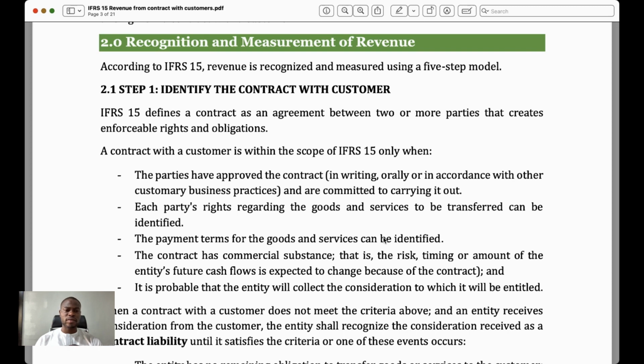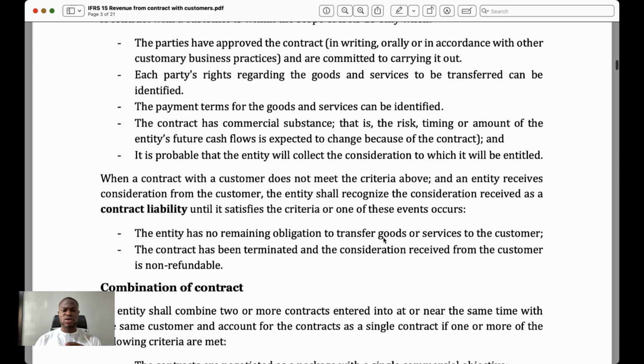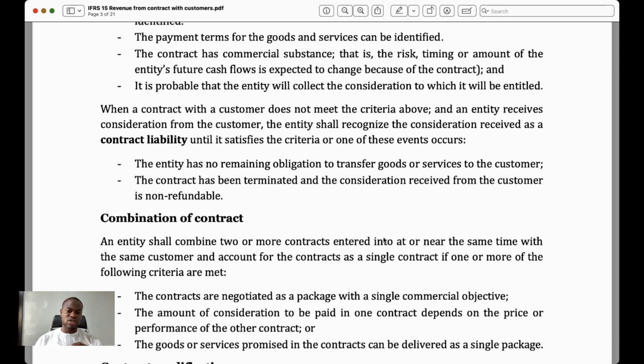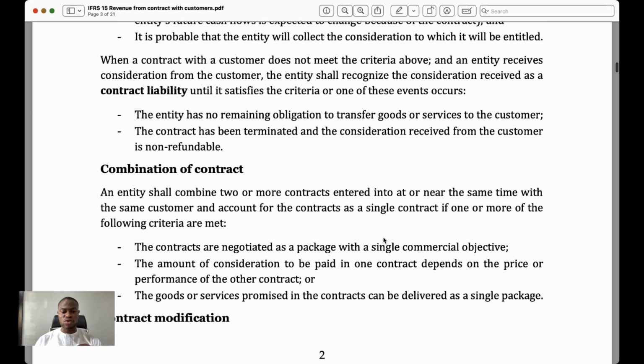Then we talked about contract combination, that a contract can be combined when the separate contracts are negotiated as a single package, or the amount paid in one contract depends on the price or performance of the other contract, or the goods or services promised in the contract can be delivered as a single package. Then combine those contracts together. Don't see those contracts as separate contracts.